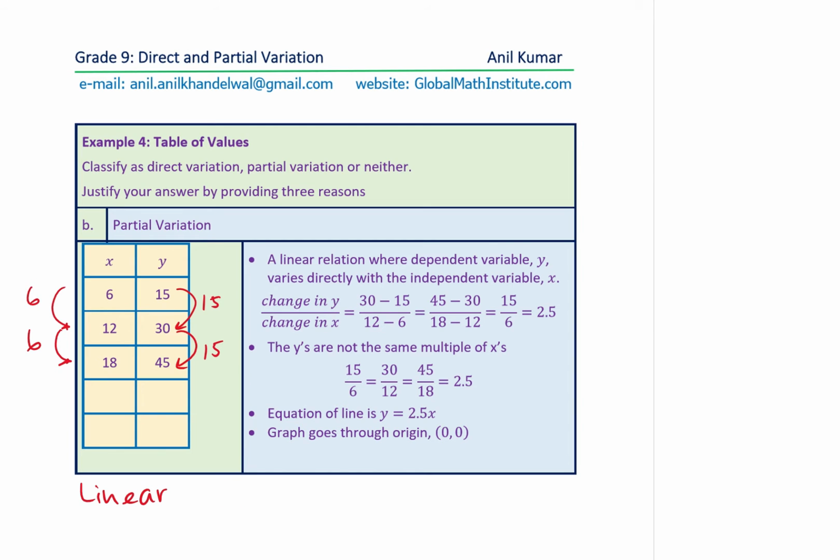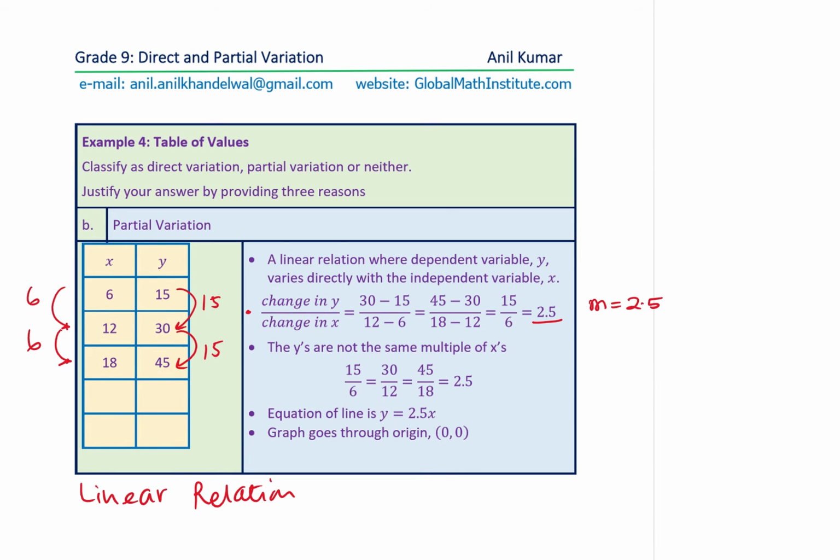You can always find the slope and then also write down the conclusion as we did here. So change in y over change in x is 30 minus 15 divided by 12 minus 6, which is also equal to 45 minus 30 divided by 18 minus 12, and both are 2.5. So here in this case, m is 2.5.